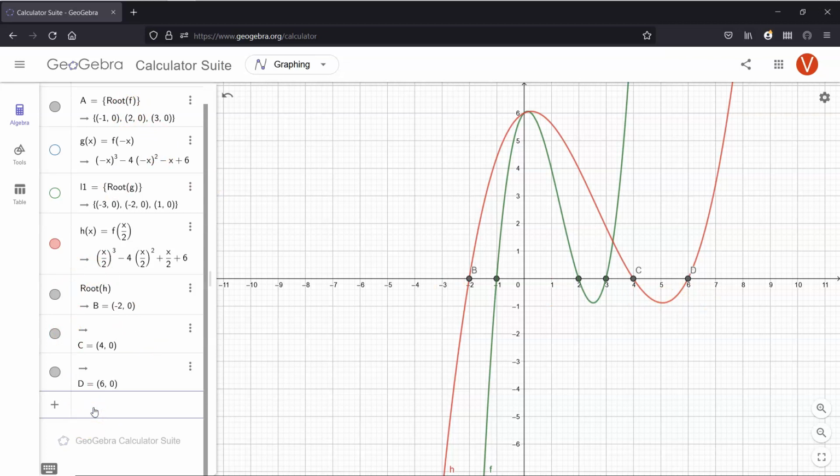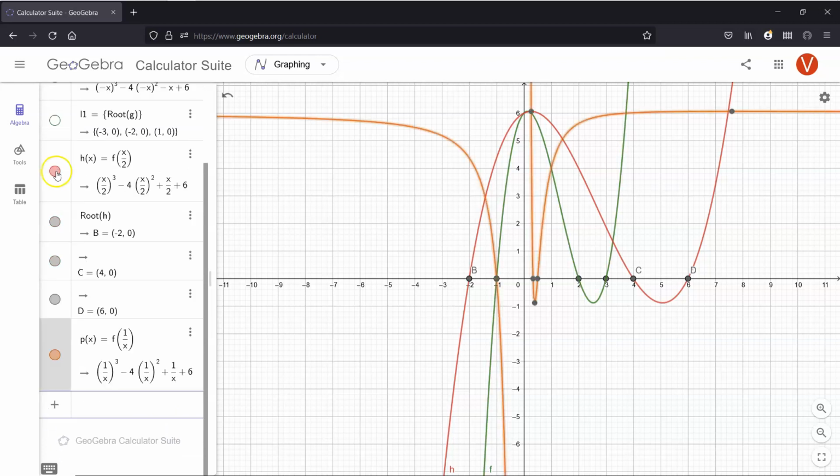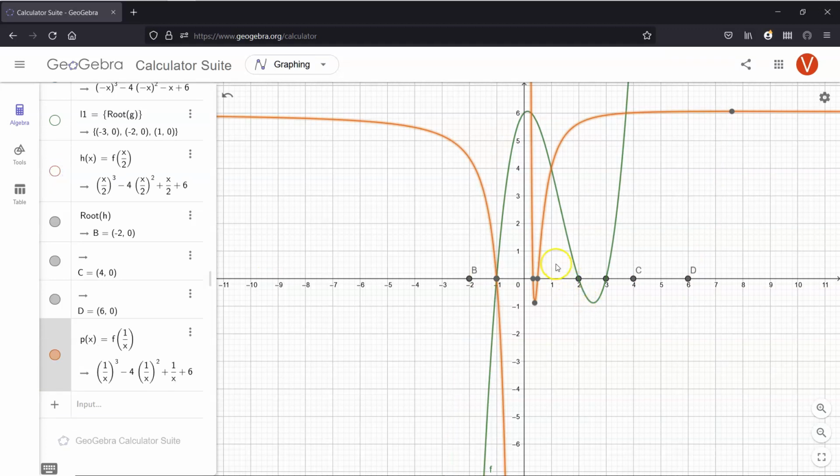Now another is where we want the roots to be the reciprocal of the roots of f. In that case, what do I do? Let's say p of x is equal to f of 1 by x. So here, remember one thing, that we are not interested in the entire graph. The transformed graph may appear totally different from the original graph, but what we are interested in is the roots of that graph or roots of that equation.